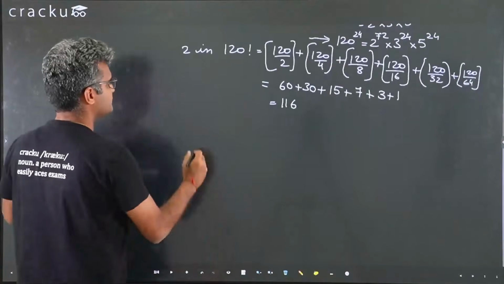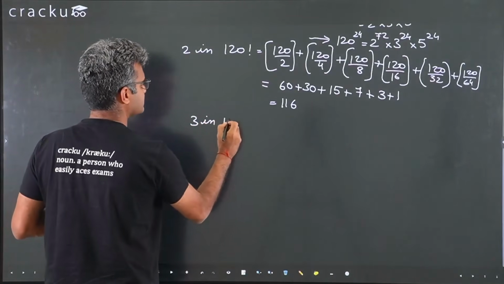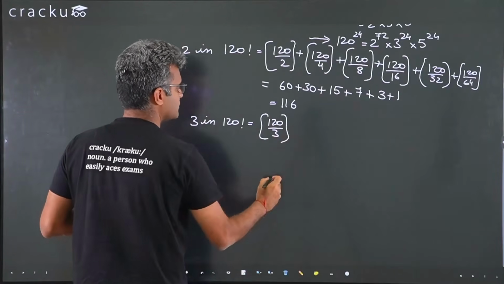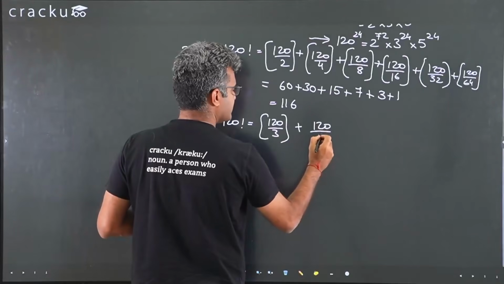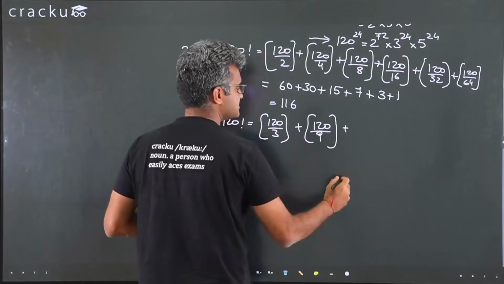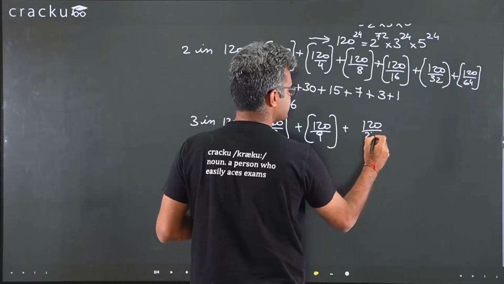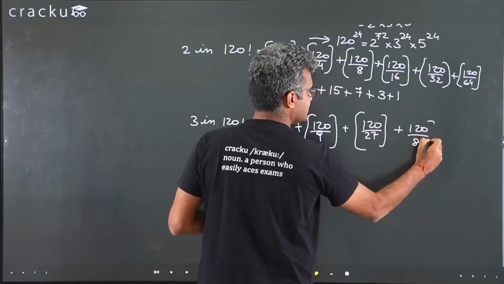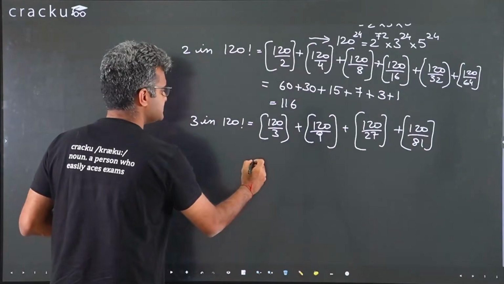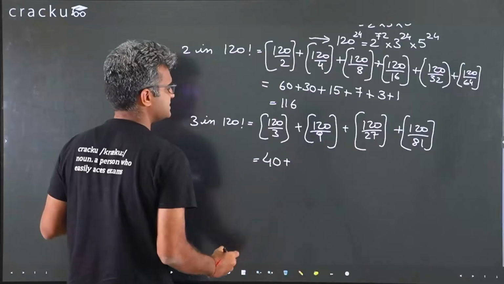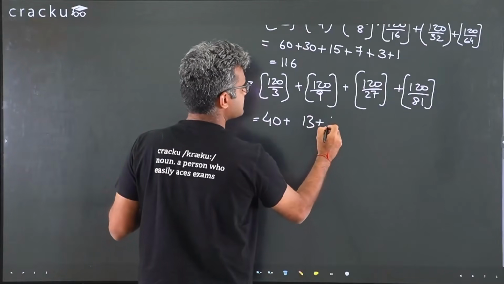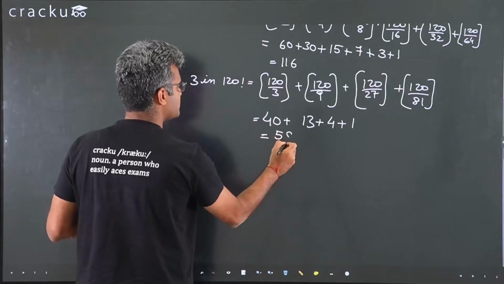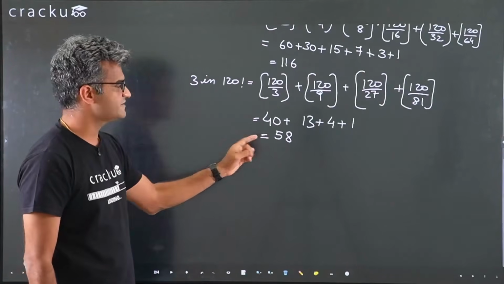Similarly, what is the highest power of 3 in 120 factorial? This will be 120 divided by 3, take the integer part out, plus 120 divided by 9, take the integer part out, plus 120 divided by 27, take the integer part out, plus 120 divided by 81, take the integer part out. This is equal to 40 plus 13 plus 4 plus 1. This is equal to 58. So the highest power of 3 in 120 factorial is 58.